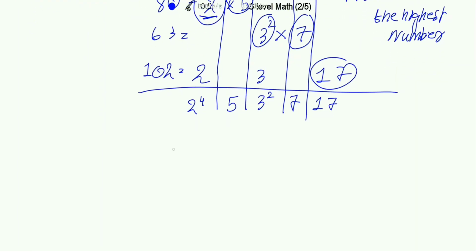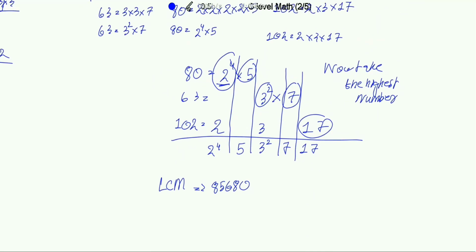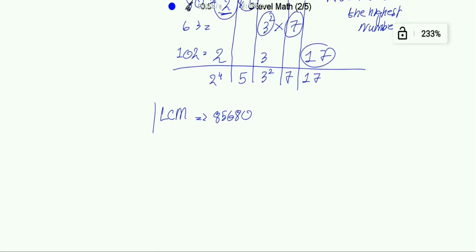Okay, and so now if we try to multiply this, let me use a calculator. 5,680. So this is the LCM of these three numbers. This is how you take the LCM of any numbers.